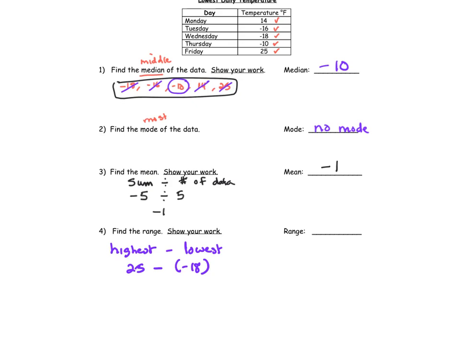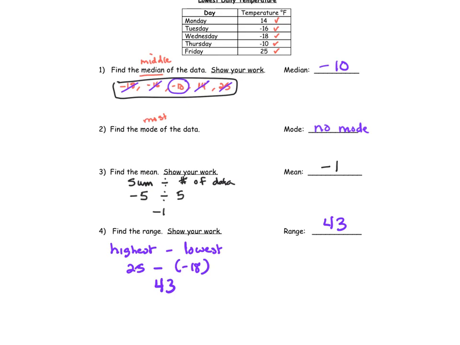After we complete that calculation, we get 43, which means if we started at 25 and went all the way down to negative 18 on the number line, it would be a difference of 43 units. So the temperature difference between the lowest and the highest is 43 degrees.